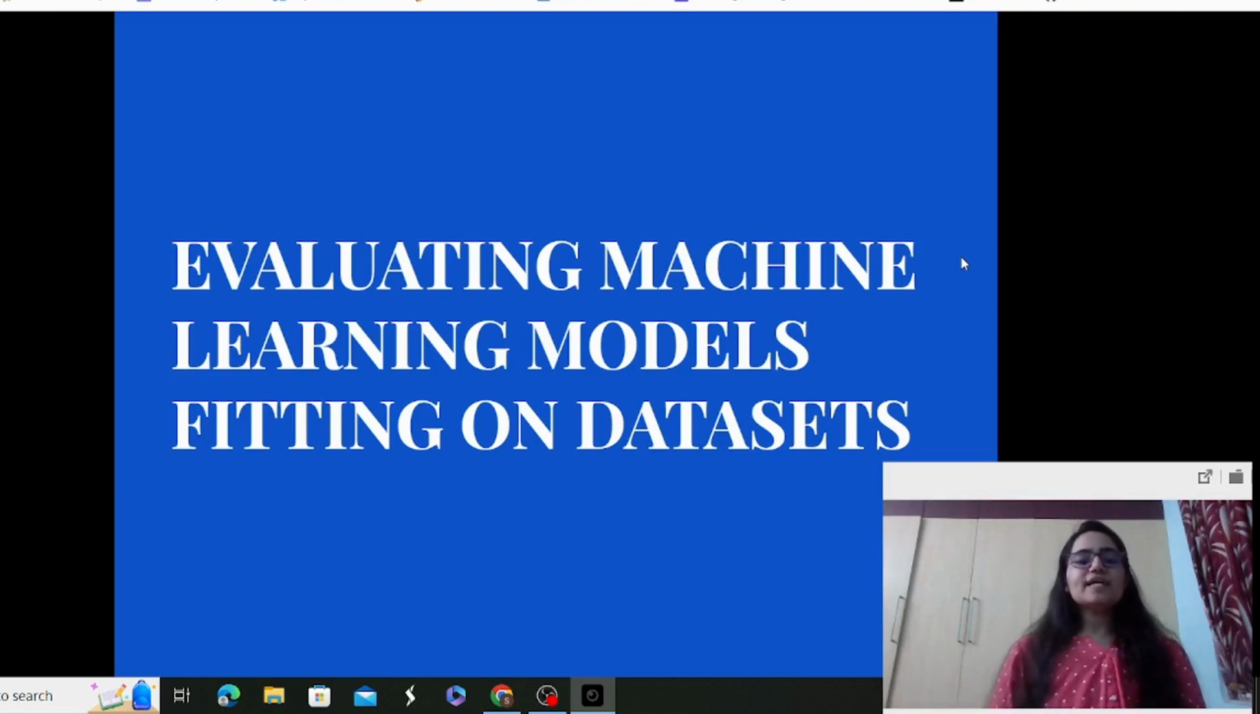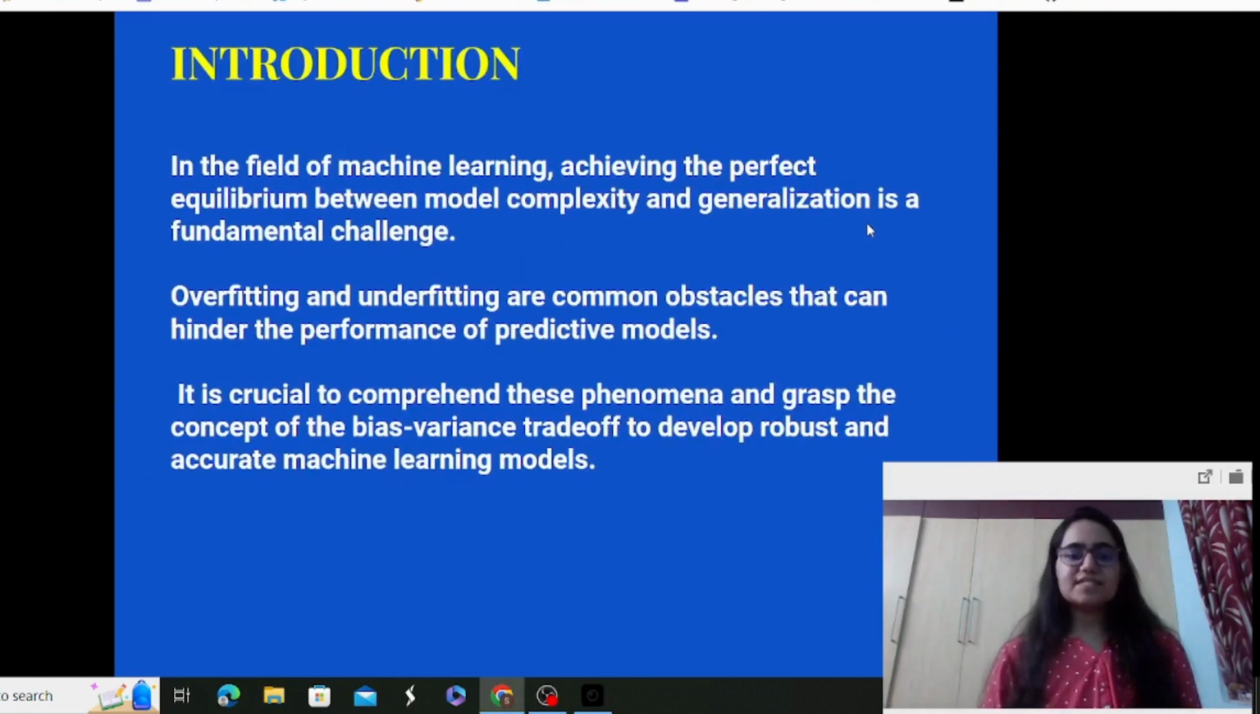So today I decided to take a machine learning concept. This concept, even if you're a beginner or even an advanced professional, I would say this topic is a crucial one. So let me introduce firstly to this topic.